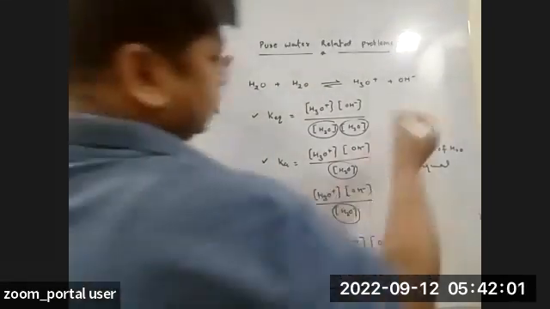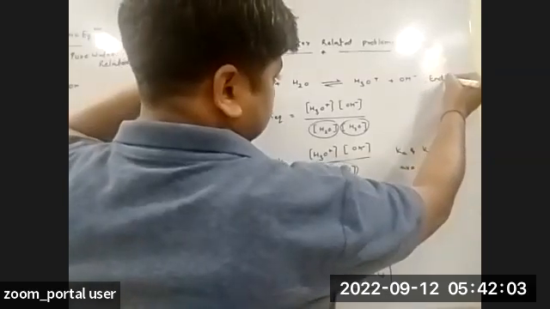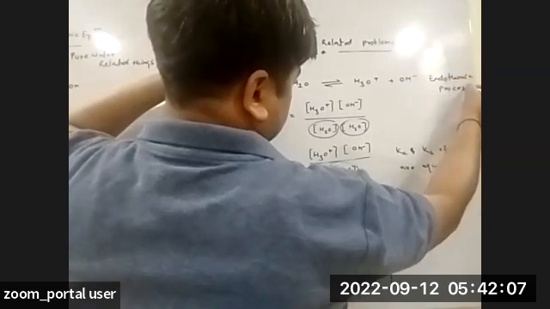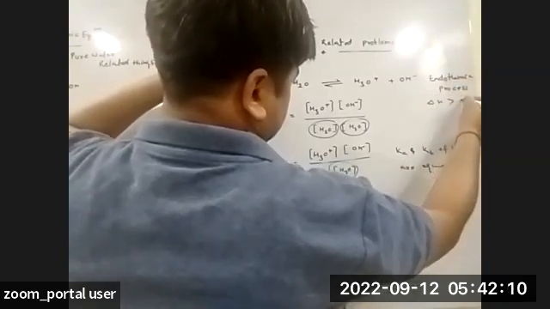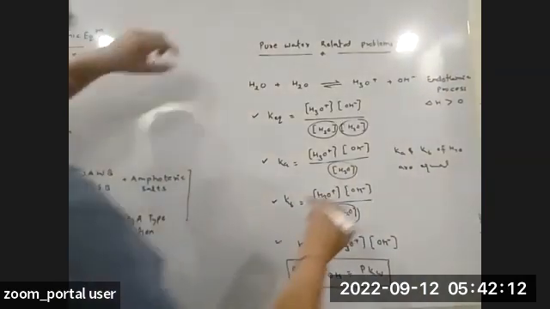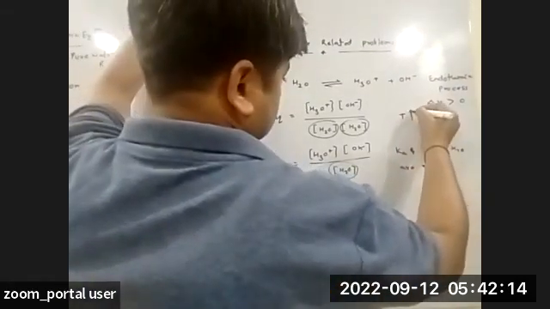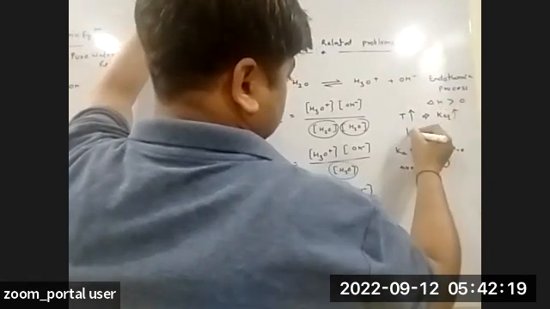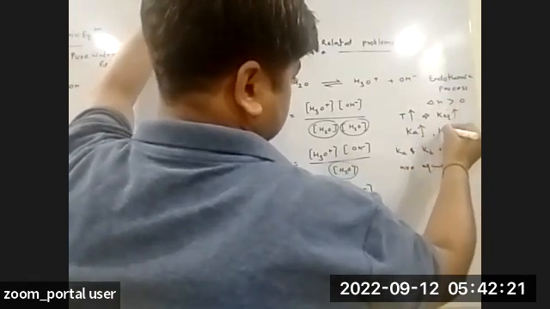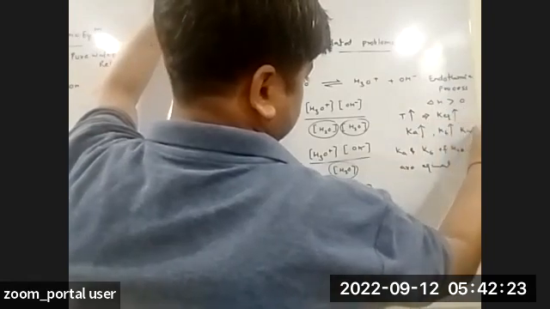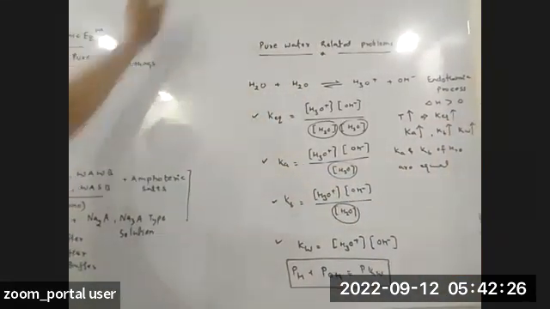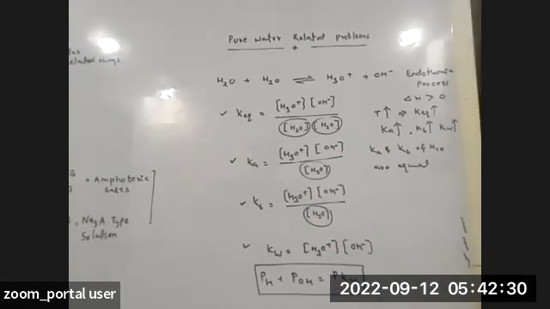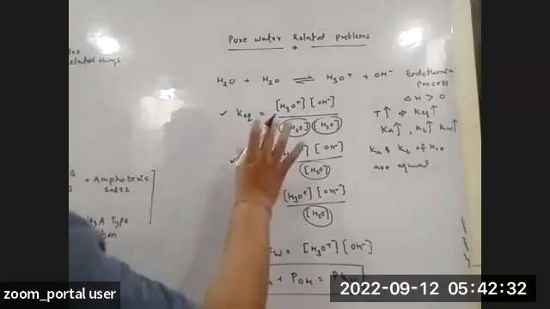And definitely it is an endothermic process, and delta H is positive. So on increasing temperature, equilibrium will increase, hence Ka will increase, hence Kb will increase, hence Kw will increase. Is it okay to everyone?